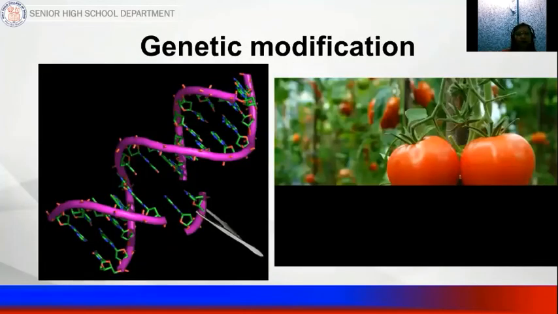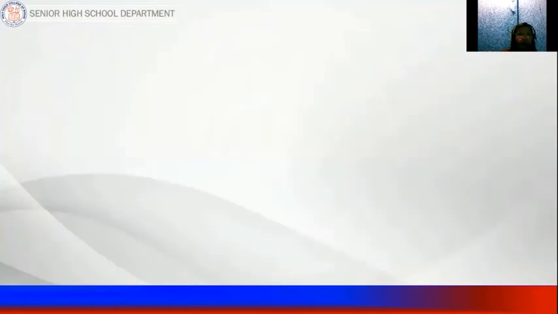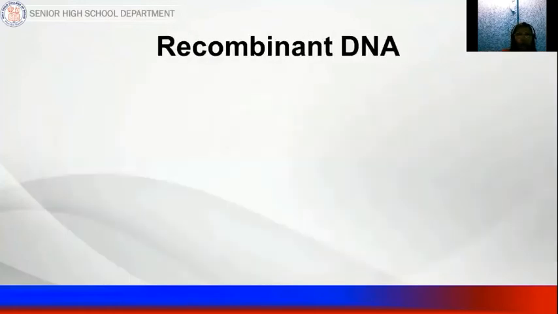So genetic modification deals with the DNA itself. Earlier, hybridization or inbreeding is naturally occurring, where you directly breed organisms, but this one is changing the DNA sequences.